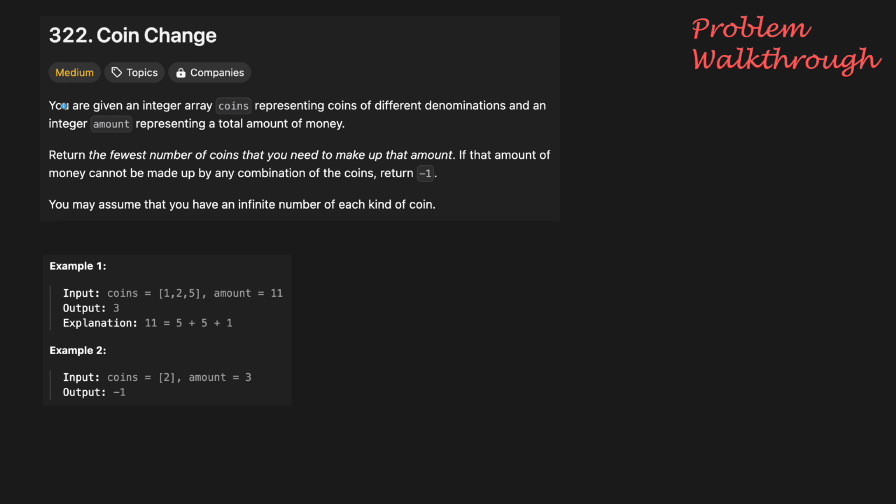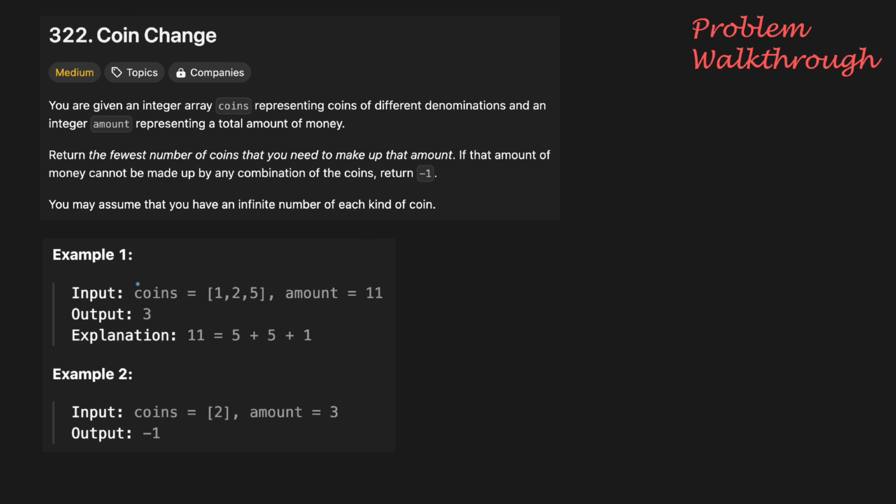Now to the problem. In this problem, we are given an integer array coins representing coins of different denominations and an integer amount representing a total amount of money. The task is to return the minimum number of coins required to make that amount. If that amount of money cannot be made up by any combination of coins, then we should return -1. And we can assume that we are given infinite supply of each type of coin.